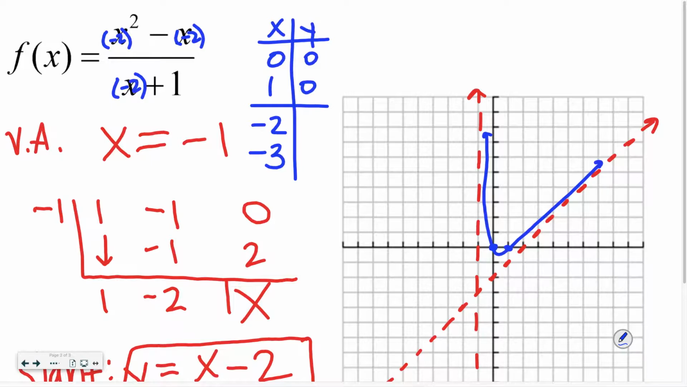If we plug in -2, what are we getting? -6, I think. Because we'd have 4 minus -2 is 6 over -1. I didn't do -2. I just did -2. Oops.